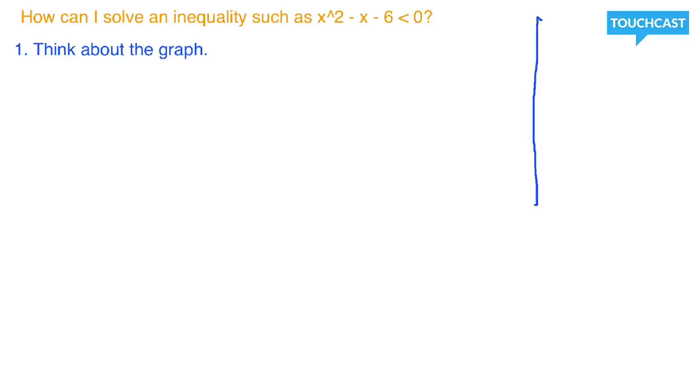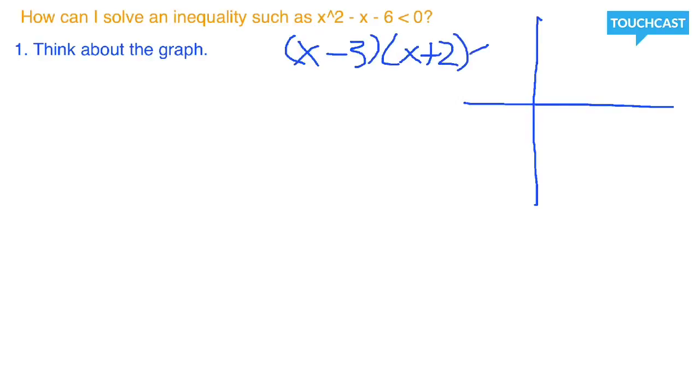So imagine this. I'm going to try to solve this inequality: x squared minus x minus 6 is less than 0. If I can think about what the graph of x squared minus x minus 6 looks like, I'm going to have an easier time. I can factor it, that's x minus 3 times x plus 2. So that's the exact same function. I've just factored the left-hand side.